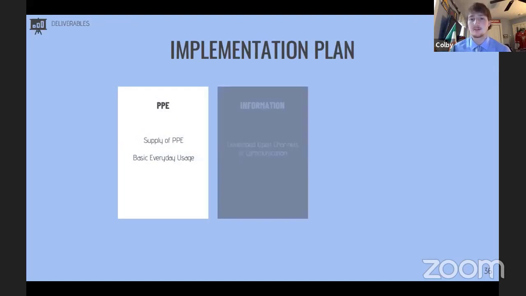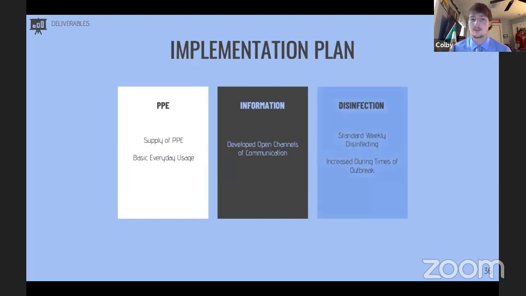Next is providing essential workers with up-to-date information. This is achieved through developed and open channels of communication. Last is the disinfection of common workspaces. This includes weekly disinfecting that can be scaled up during times of pandemic.